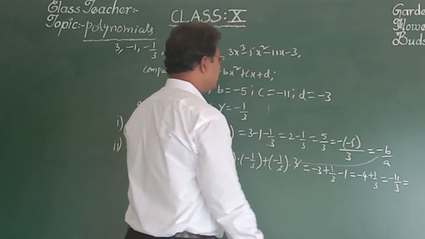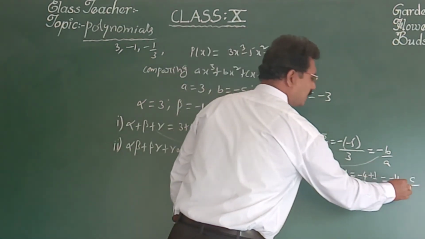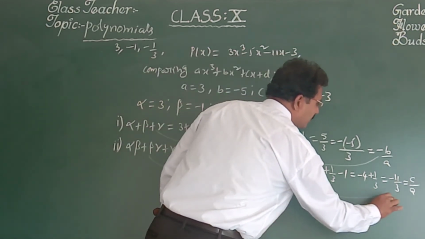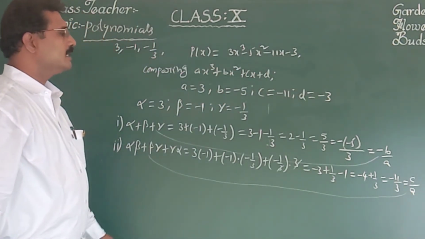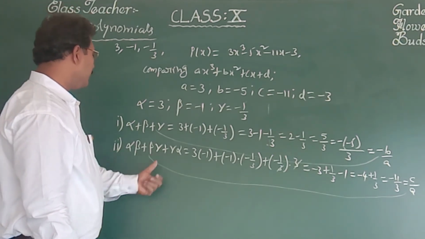But minus 11 is what? C. 3 is what? A. And hence alpha beta plus beta gamma plus gamma alpha is equal to C by A. That is C by A. So that means the sum of the products of any two roots.